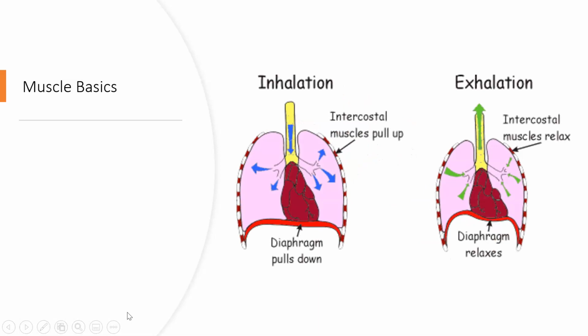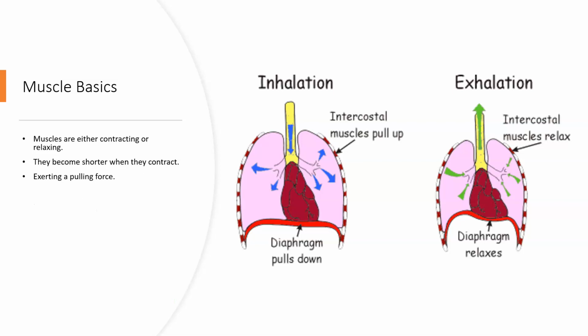Okay, so thinking of that a bit further, let's have a think about what's really happening with some of these muscles. Muscles can either be contracting or relaxing. They become shorter when they contract, and by contracting, they exert a pulling force. When a muscle relaxes, it does the opposite, so it lengthens. Relaxing is a passive process. It's not that no energy is used for the muscle to relax, it just relaxes out.